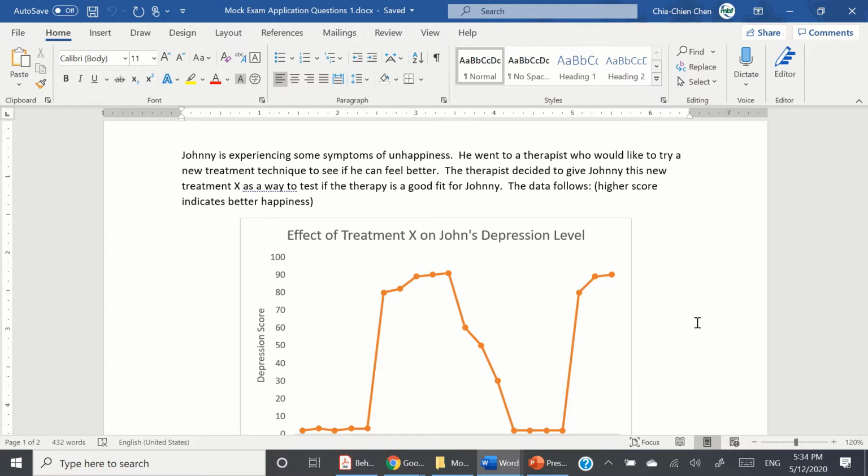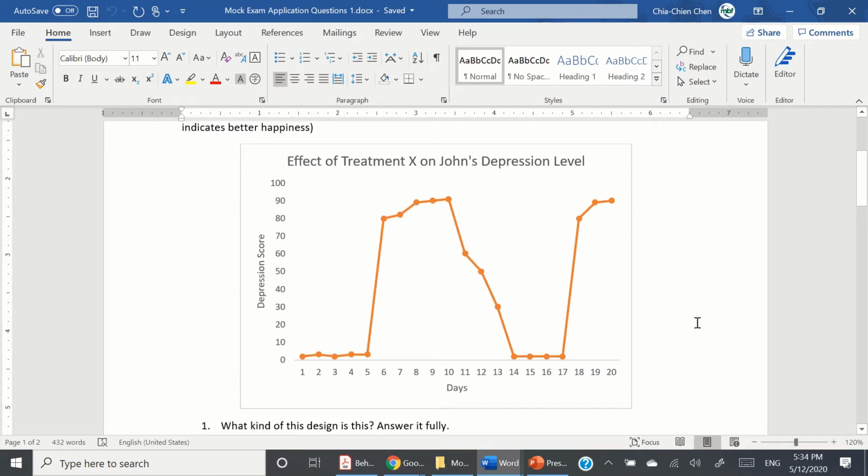All right, so the high score indicates better happiness. Well, it means higher happiness levels. Okay, so you see the title is Effect of Treatment X on John's Depression Level. Okay, and over here you have depression score, and over here on the x-axis you have days.